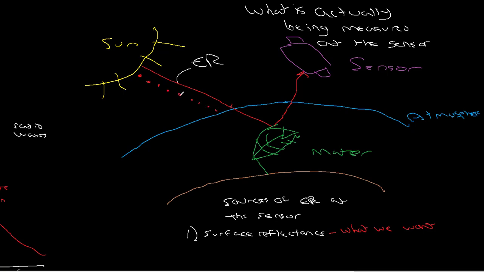Right, this is also ER. I'm just highlighting that it's different. I'm making it dotted so that you see that it's a different type. Right, it hits the atmosphere, right? But again, atmosphere is also matter. So atmosphere has those same 3 interaction types, right?